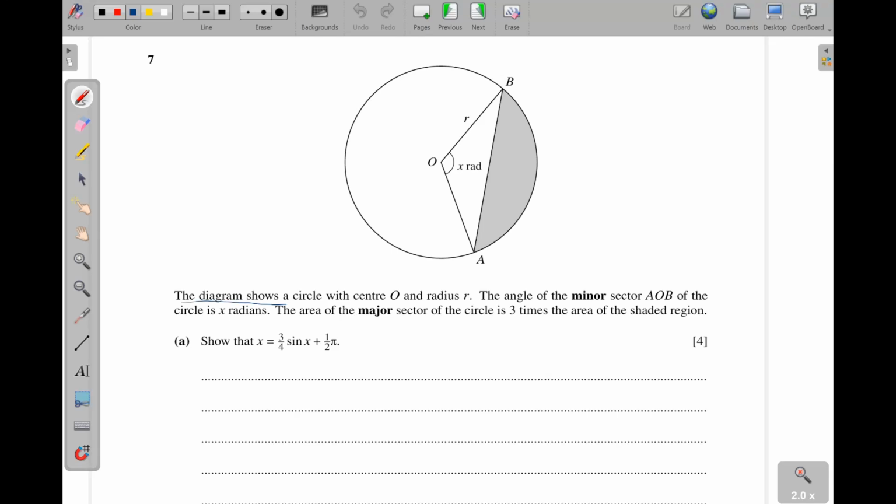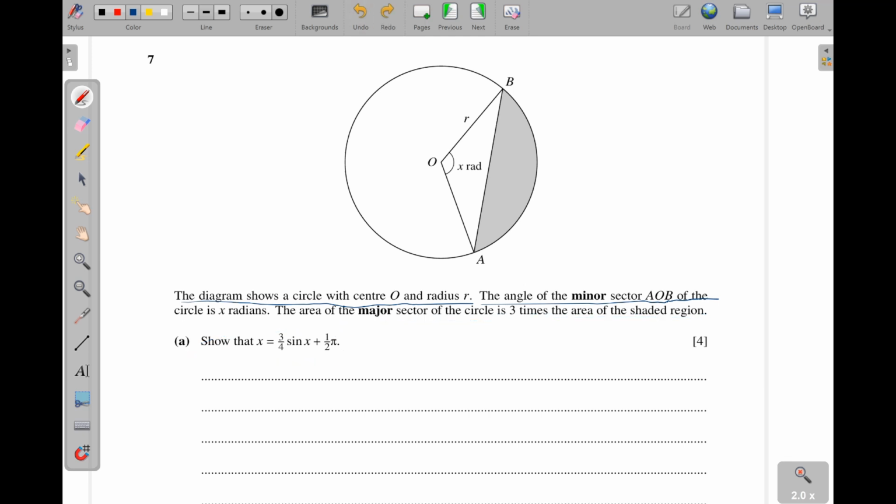Question 7. The diagram shows a circle with center O and radius R. The angle of the minor sector AOB of the circle is x radians. Then the area of the major sector of the circle is 3 times the area of the shaded region. Show that x is equal to that.